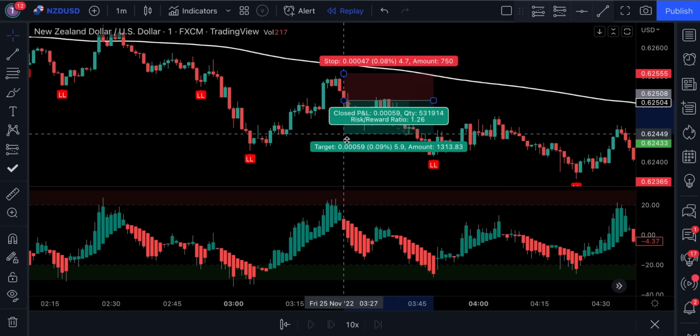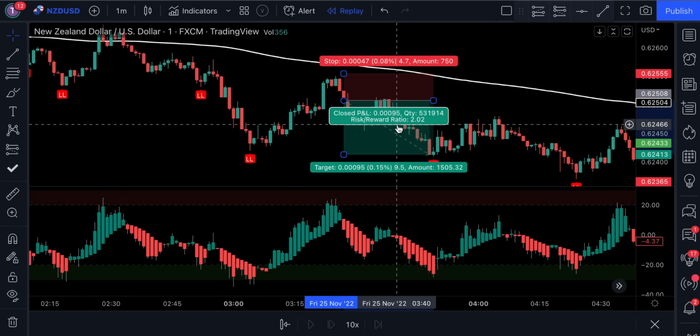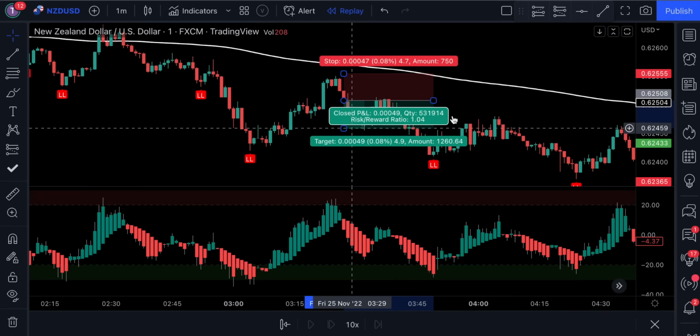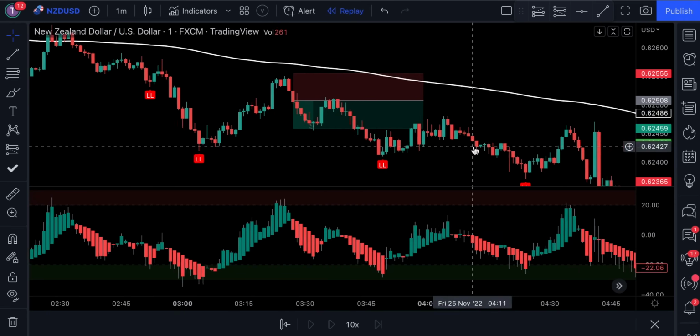When the price action reaches a 2 to 1 risk reward ratio, you're going to set your stop loss at 1 to 1 risk reward. And if the price action hits it, your trade will automatically be closed.